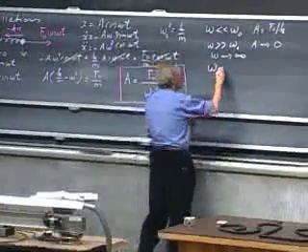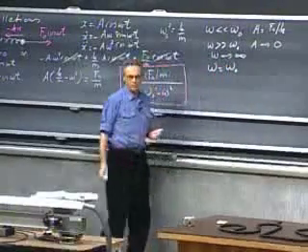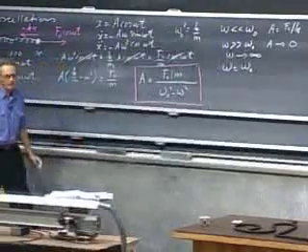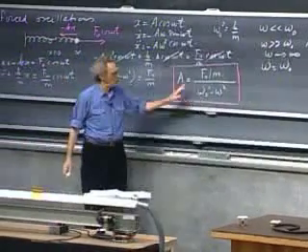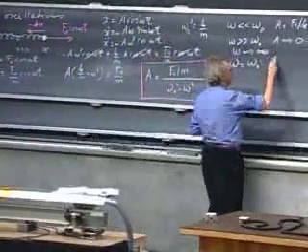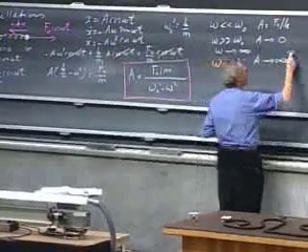But now what happens when omega is exactly omega 0? Then the system goes wacky. Look what happens. The downstairs becomes 0, and the amplitude goes to infinity. And that's what we call resonance.